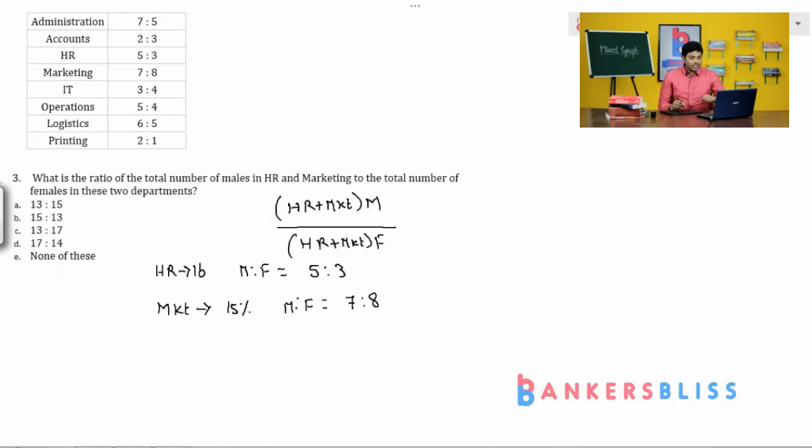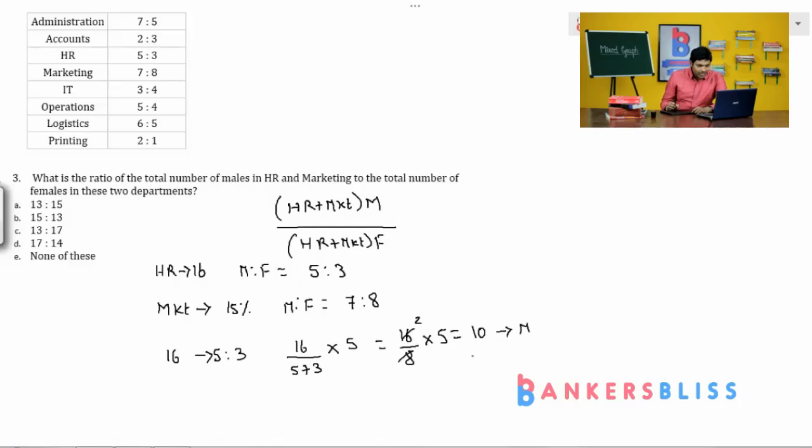So very simple to calculate. You divide HR in the ratio 5:3. So HR 16 has to be divided in the ratio 5 is to 3. So therefore 16 divided by 5 plus 3. What do you have to calculate? You have to calculate male, so into 5. So 16 by 8 into 5. So 8 2s are 16, 2 into 5, 10. So 10 forms male, then obviously the remaining, that is 16 minus 10, forms female. That is 16 minus 10, 6. Female forms 6.